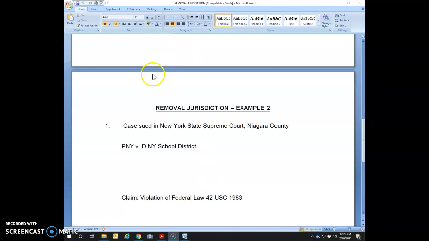And we have a plaintiff who, and I'll tell you a little bit about the case, but our plaintiff is from New York and our defendant is from New York because it's a New York school district. And the claim arose not under state law, so we don't have to worry about diversity. It arose under federal law.